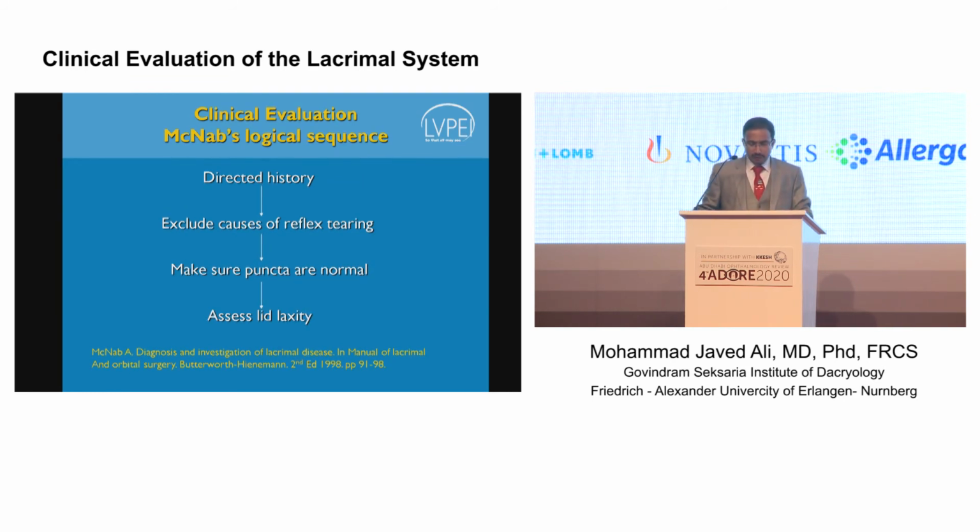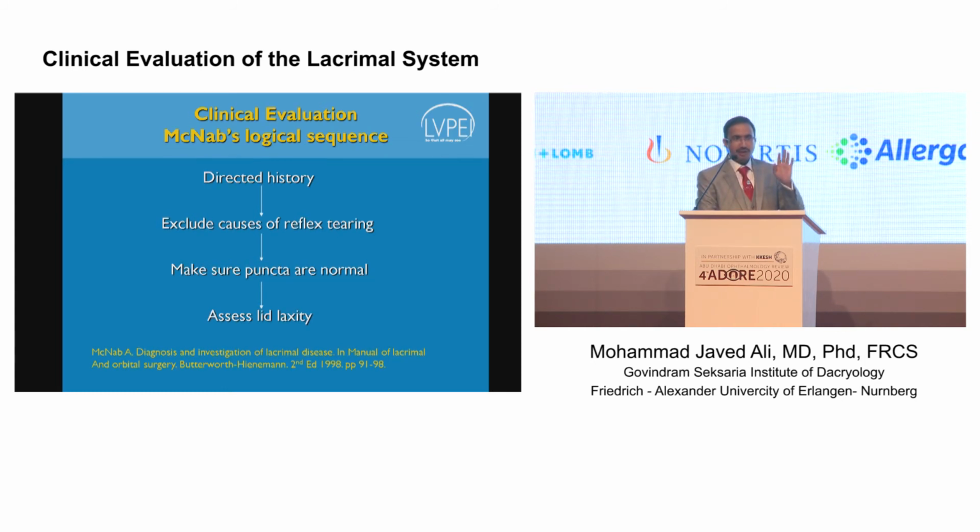One very good gentleman from the last 30, 40 years back, Alan McNab, who's still active, fortunately, has given a very nice sequence, which I feel still holds true. So take a directed history, and then first exclude the cause of reflex tearing. Is there something on the ocular surface? Is there something on the lid margins? Is there meibomitis? Simple, right?